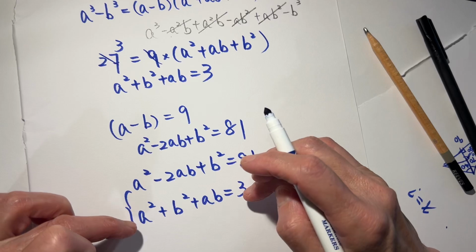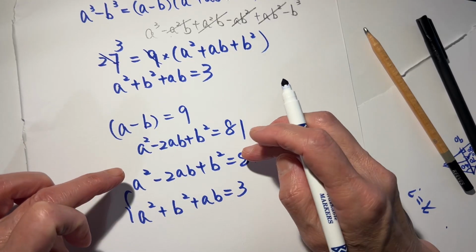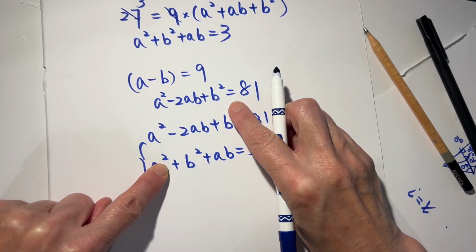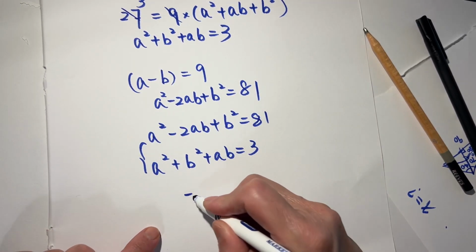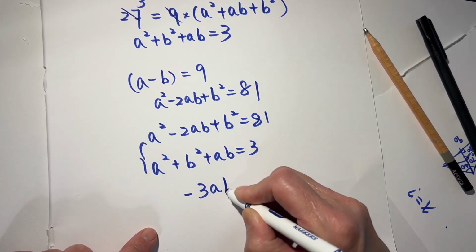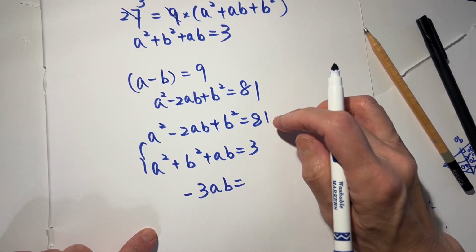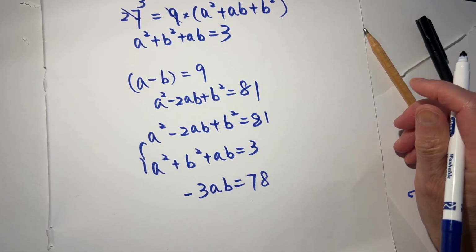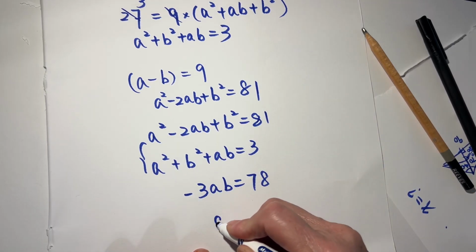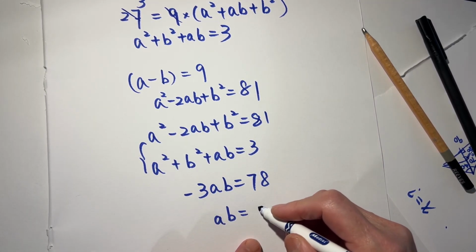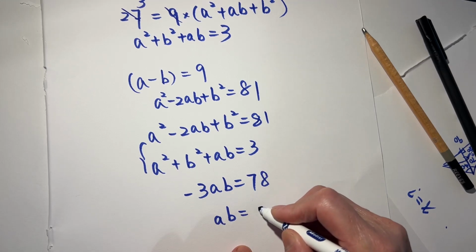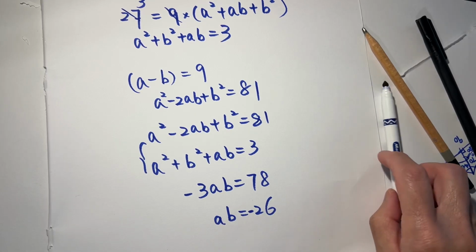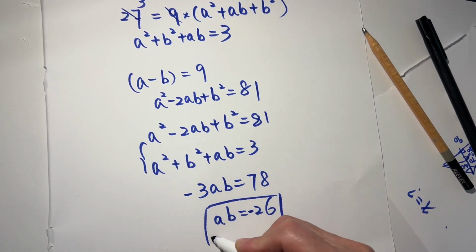And this one minus this one, a square got out, b square got out. So negative 3ab equal to 81 minus 3, which is 78. Right? So a times b equal to negative 26. So that is the result.